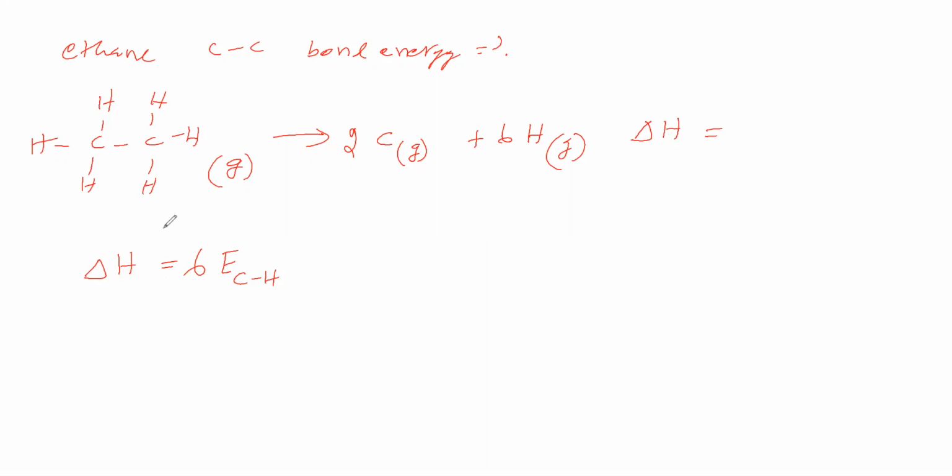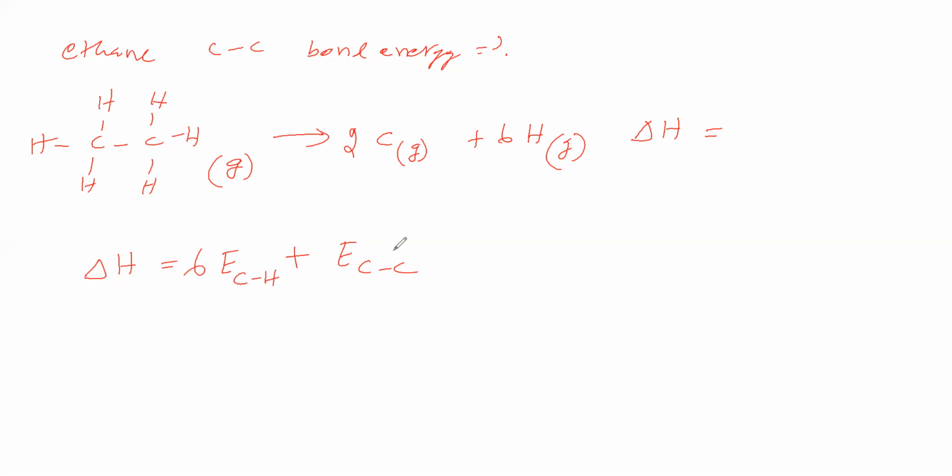Then we have to break the C-C bond also. For breaking the C-C bond, we must supply energy, that is endothermic, so plus. If you break the bonds, they will convert into gaseous atoms. So gaseous atoms are produced. Therefore, for this process, delta H is 6 times bond energy of C-H plus 1 time bond energy of C-C.